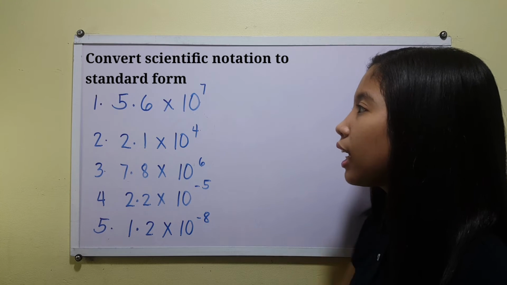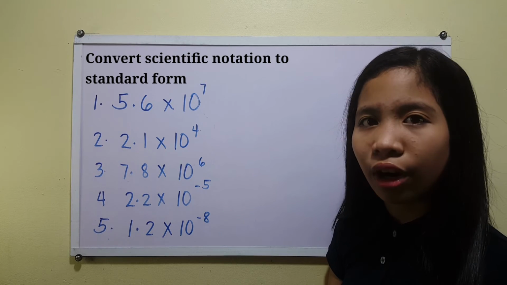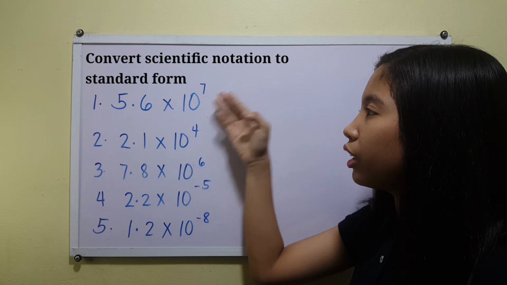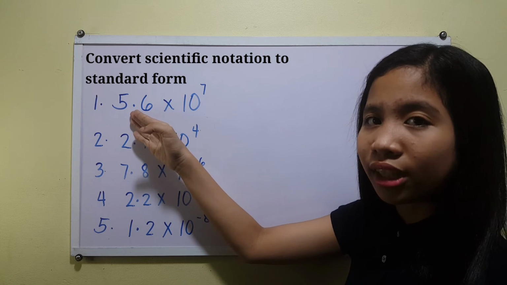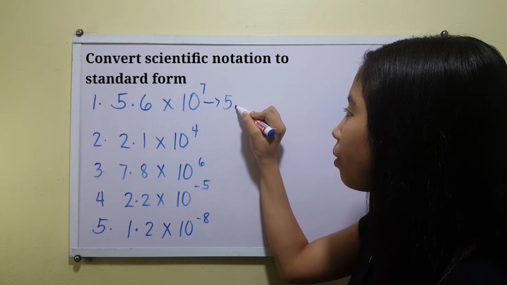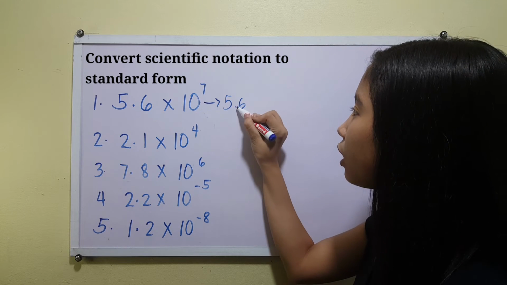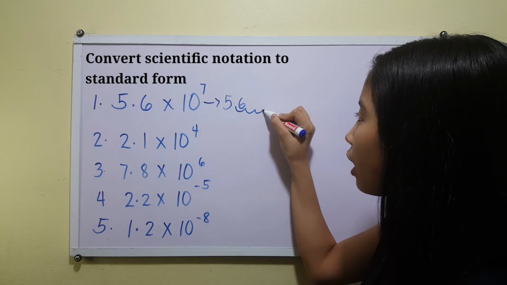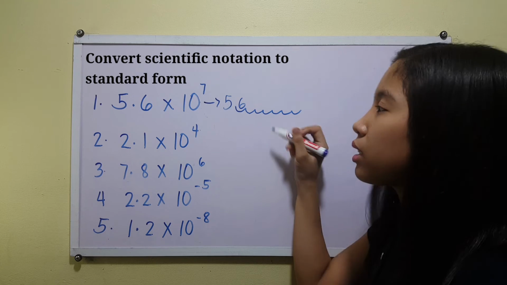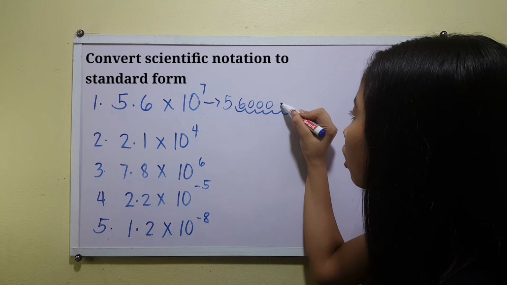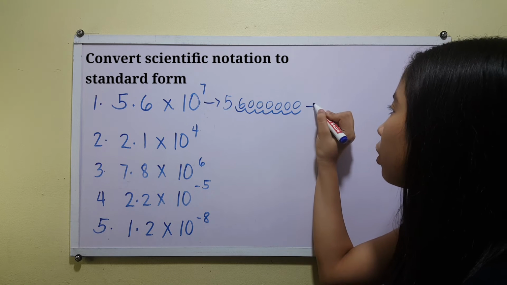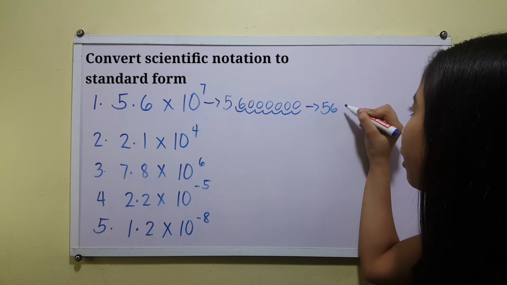Now, we are going to convert scientific notation into standard form. First, we have 5.6 times 10 to the power of 7. So, we are going to move the decimal point 7 times to the right. So, we have 5.6. Let us move the decimal point. 1, 2, 3, 4, 5, 6, 7. We are going to put 0 in these spaces. So 5.6 times 10 to the power of 7 is equal to 56 million.